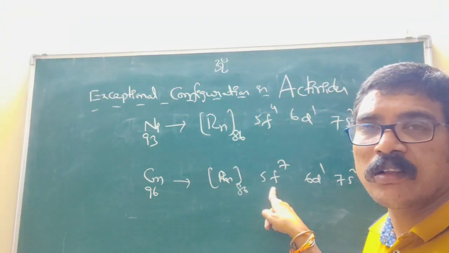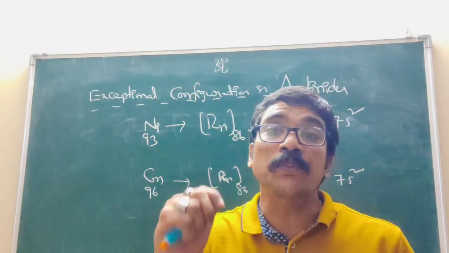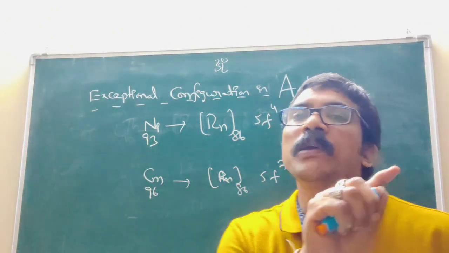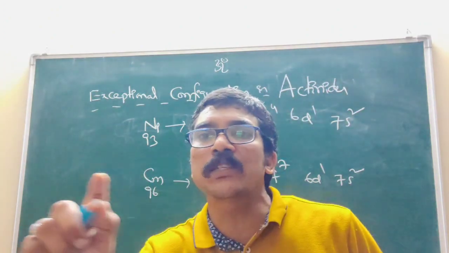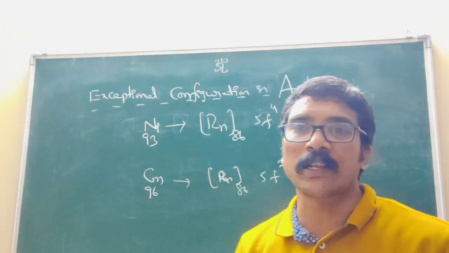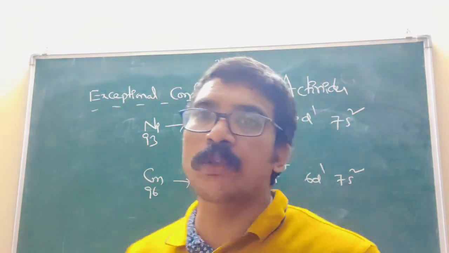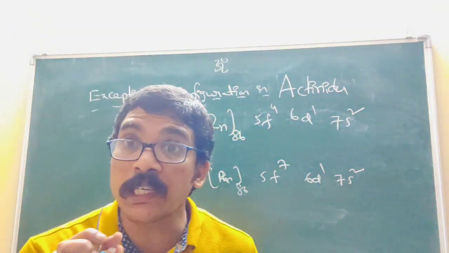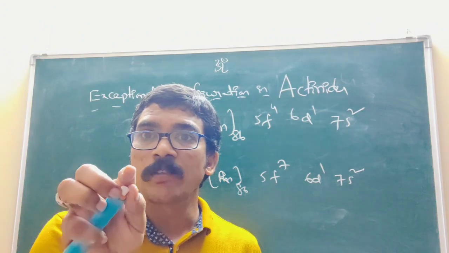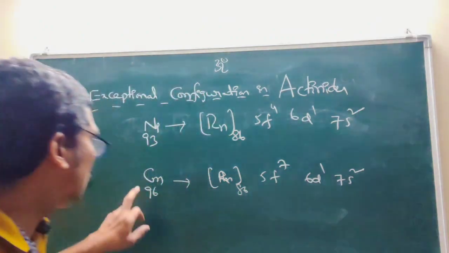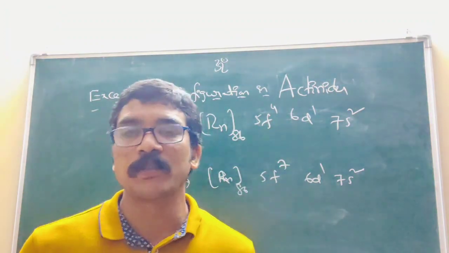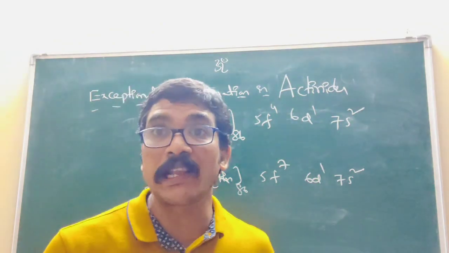5f electrons are 7. 5f electron filling only takes place after filling of 4f electrons. That means in curium electronic configuration, from 1s2, 2s2, 2p6, 3s2 like that, 4f14 is filled. After that 5f7. 14 plus 7, 21 f electrons are present in curium. The same number of f electrons is also present in the element before that. Before that, 94 is plutonium, 95 is americium. Americium also has the same number of f electrons as curium.